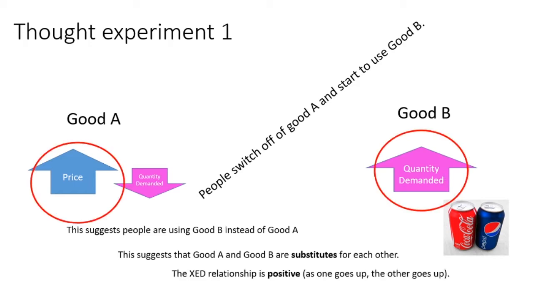And that means that the XED relationship between the two of them is positive, right? And that's what we're measuring. As the price of good A goes up, then the quantity demanded of good B goes up as well. And that's a positive relationship. Or vice versa, the price of good A could go down, and then we'd expect the quantity demanded for good B to go down as well. It's just the same logic in reverse.